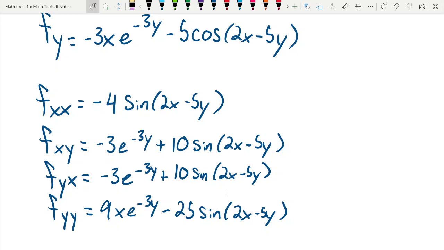So we have 4 partial derivatives. The 2 mixed partial derivatives are equal in this case, as they will be in a lot of cases. But in general, we still consider this to be 4 second order partial derivatives.